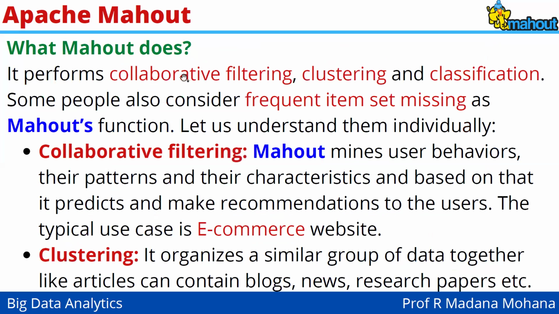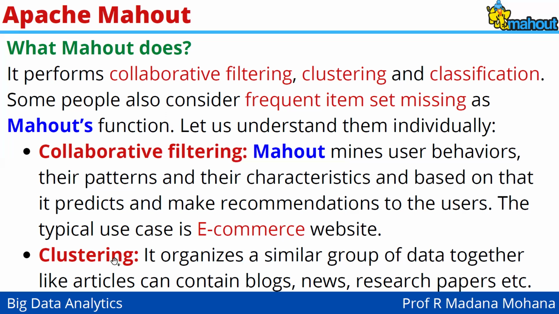Then what does Mahout do? It performs collaborative filtering, clustering, and classification. Some people also consider frequent itemset mining as Mahout's function. Let us see all this in detail. Collaborative filtering. Here Mahout mines user behaviors, their patterns and their characteristics, and based on that it predicts and makes recommendations to the users. The typical use case is an e-commerce website.